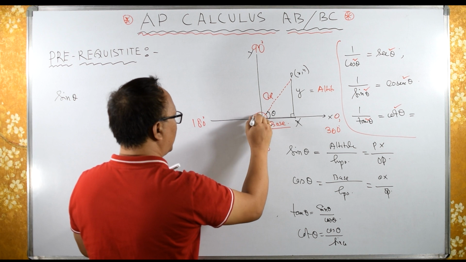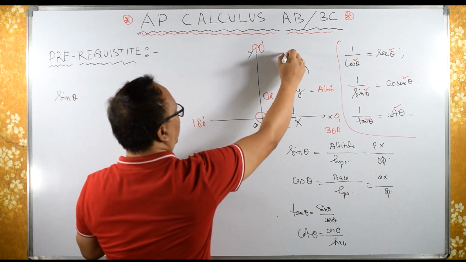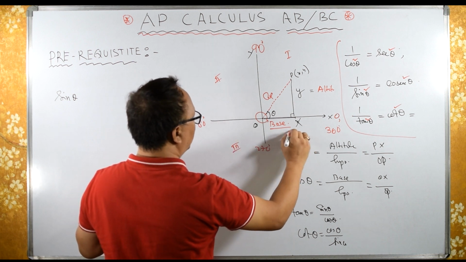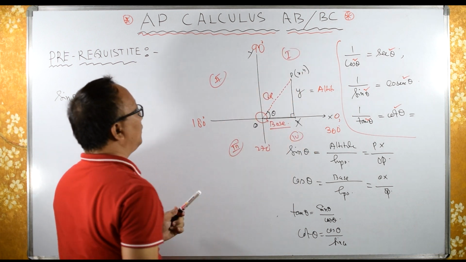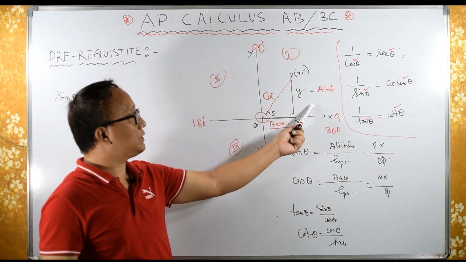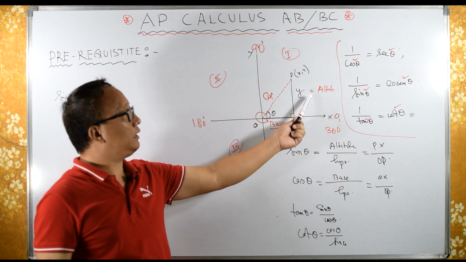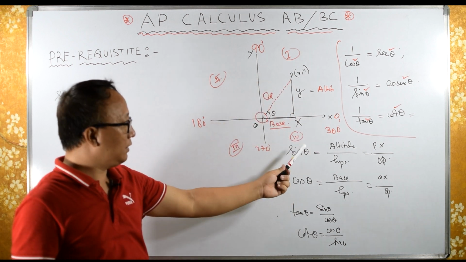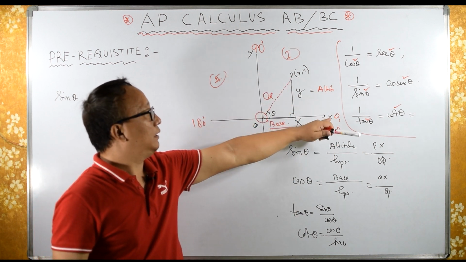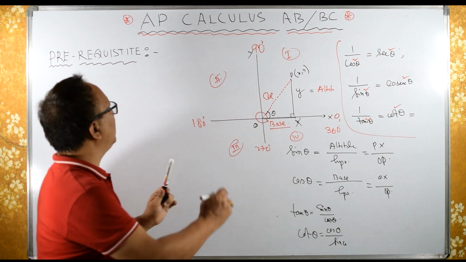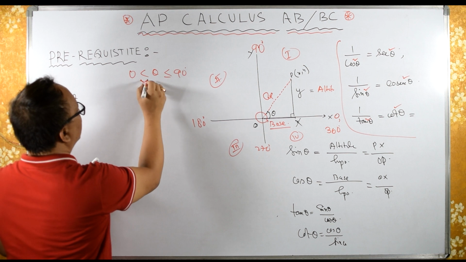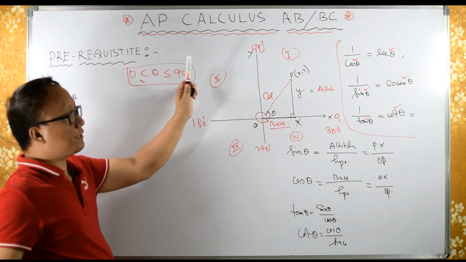Now this is called the first quadrant, this is called the second quadrant, this is called the third quadrant, and this is called the fourth quadrant. Let's consider first the first quadrant. In this first quadrant, all trigonometric functions are positive. All means what? We have sine, cos, tan, cot, sec, cosec. Everything is positive in this quadrant, meaning theta lies between 0 and 90. So all trigonometric functions are positive over here.